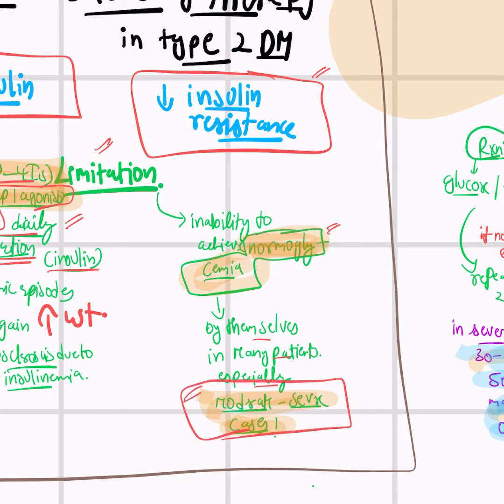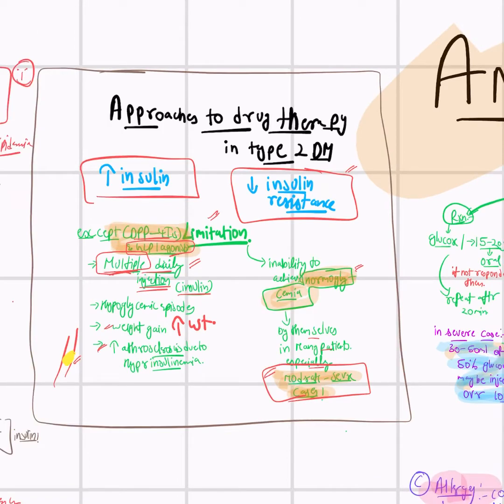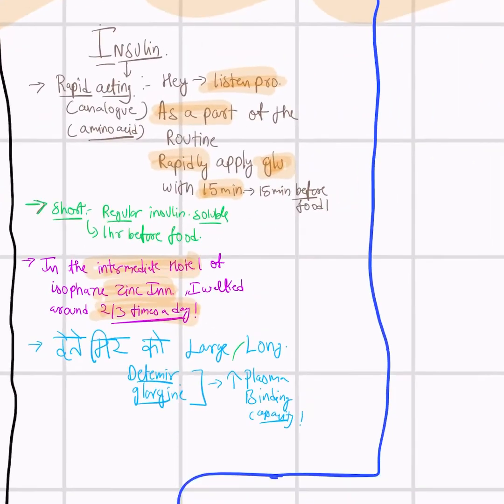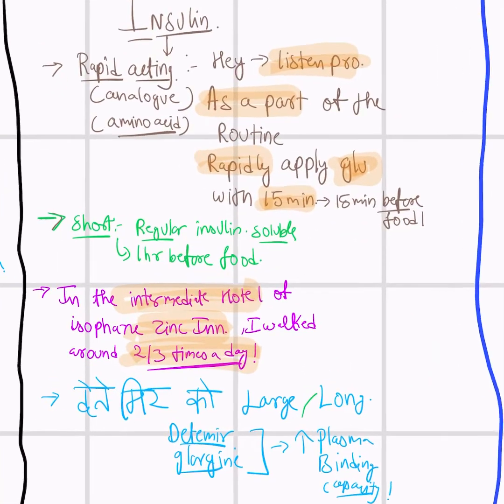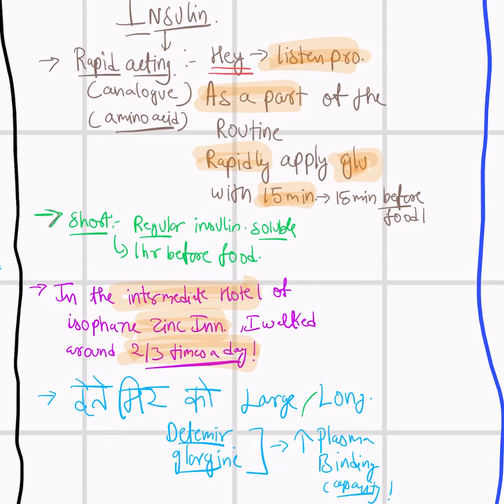Now let's first talk about insulin. Insulin firstly is classified as rapidly acting insulin. Here that would be rapidly acting insulin, which is an analog. Most of them are amino acid modifications. So the mnemonic for this is, hey listen pro, as a part of routine, rapidly apply glue within 15 minutes. The mnemonic again is rapidly acting, hey listen pro, as a part of routine, rapidly apply glue within 15 minutes.